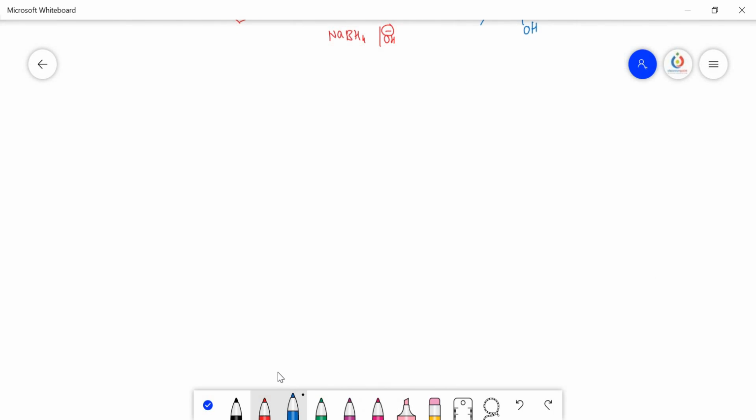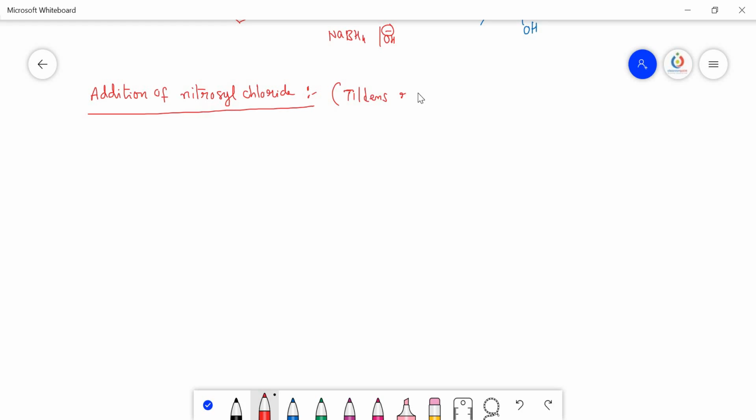So today's session is about the addition of nitrosyl chloride. It is not there in the NEET. You can skip this question or concept if you want. It is called the Tilden's reagent.